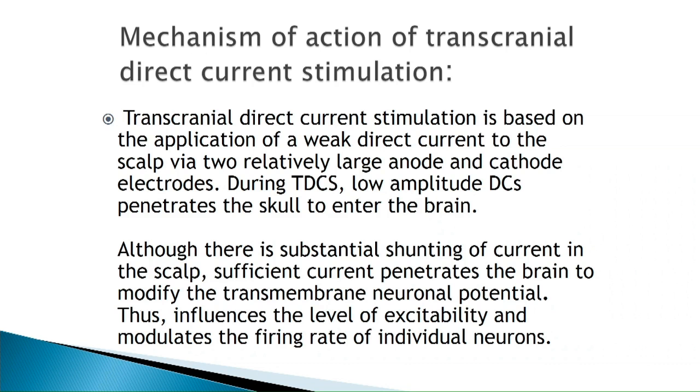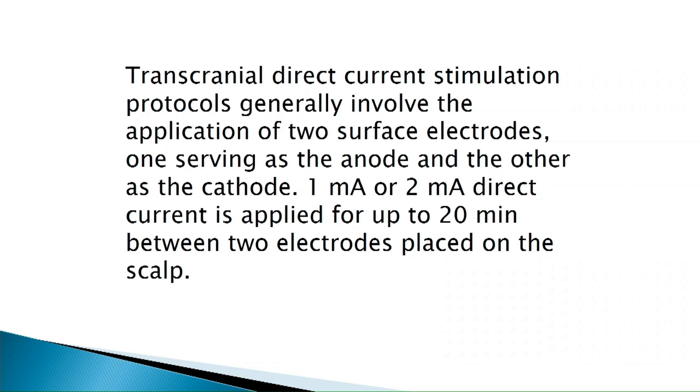Although there is substantial shunting of current in the scalp, sufficient current penetrates the brain to modify the transmembrane neuronal potential, thus influencing the level of excitability and modulating the firing rate of individual neurons. Transcranial direct current stimulation protocols generally involve the application of two surface electrodes, one serving as the anode and the other as the cathode. 1 milliampere to 2 milliampere direct current is applied for up to 20 minutes between two electrodes placed on the scalp.